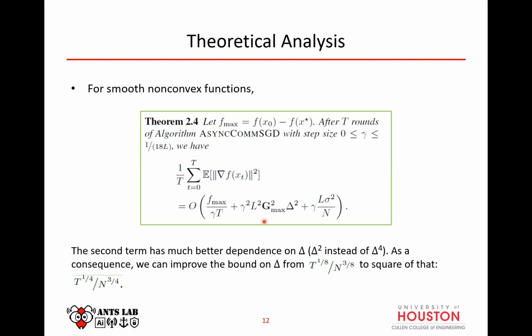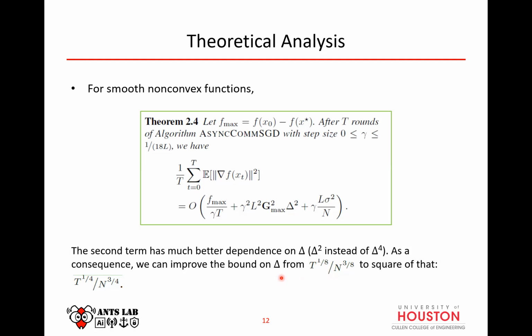This again shows a great improvement, like this particular term where we see G max as a gradient. We see that the dependence is again reduced from delta power 4 to delta square. And again, this has a direct impact on the total convergence, in that the delta bound is reduced, where most papers have the 8th root of T over N cubed. This has a 4th root of T over N cubed. So the bound again has gotten tighter. So this was the main overview of the theoretical analysis that I wanted to show.